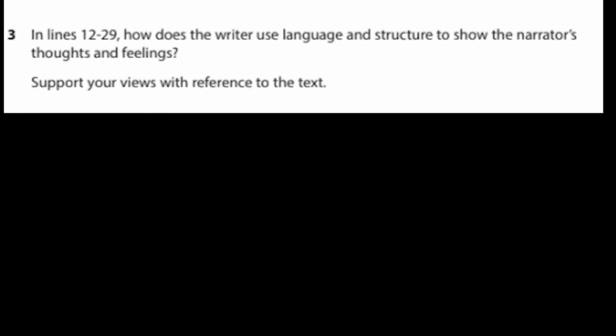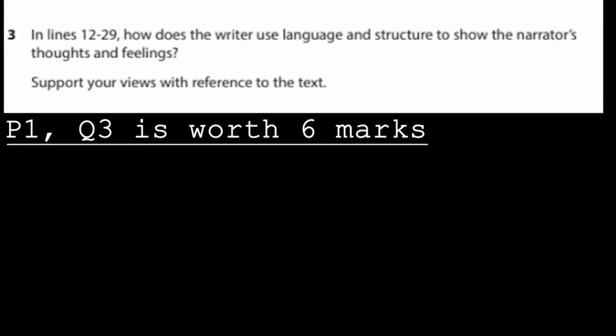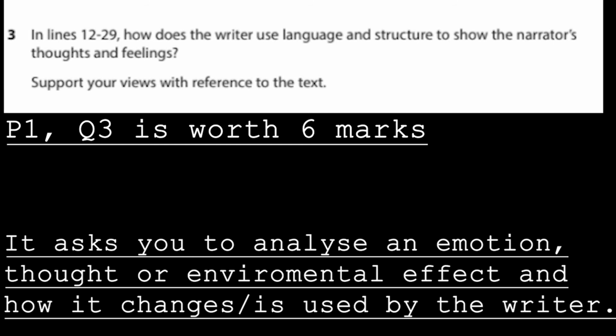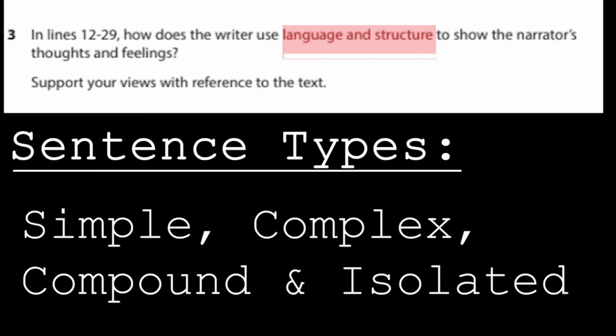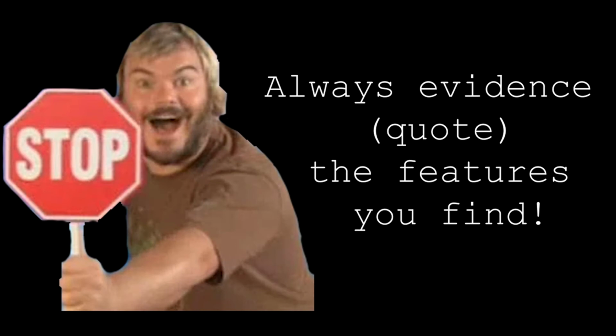Starting with Paper 1 Question 3, we find a 6-mark question that usually asks you to detail an emotion or thought coming from a main character in the extract, or how a scene, mood, or environment changes in some way. Now to do this, the question instructs you to find language and structure features, namely sentence structure features in the latter case, and these features will need to be evidenced with quotes from the text.